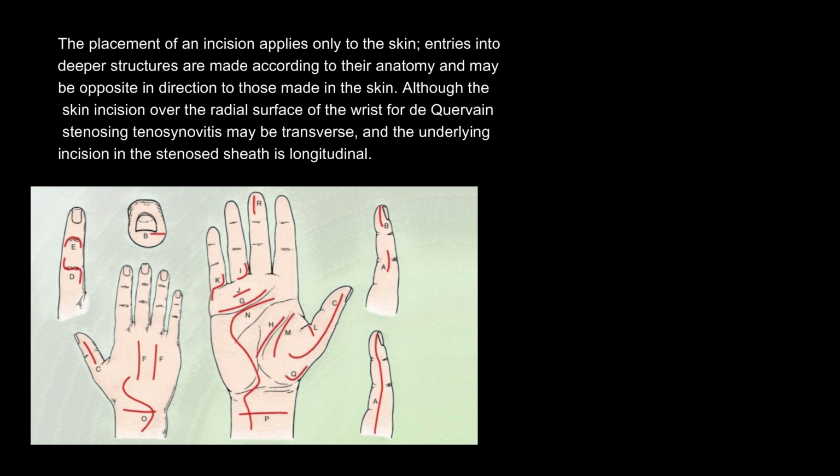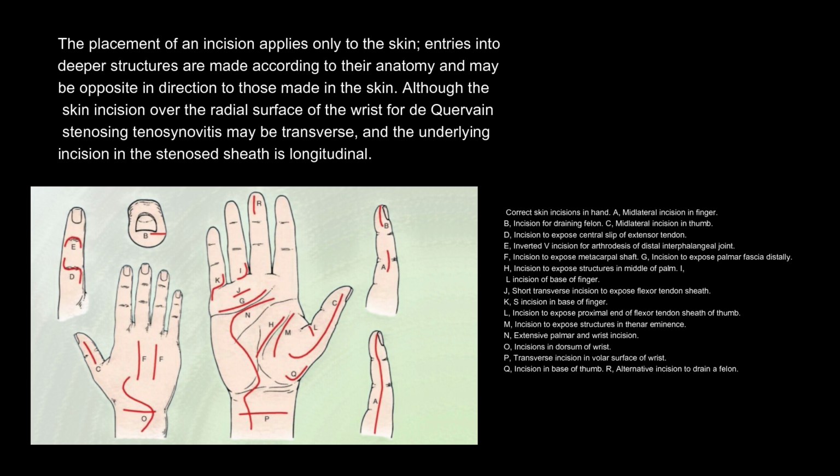The placement of an incision applies only to the skin. Entries into deeper structures are made according to their anatomy and may be opposite in direction to those made in the skin. Although the skin incision over the radial surface of the wrist for de Quervain stenosing tenosynovitis may be transverse, the underlying incision in the stenosed sheath is longitudinal.